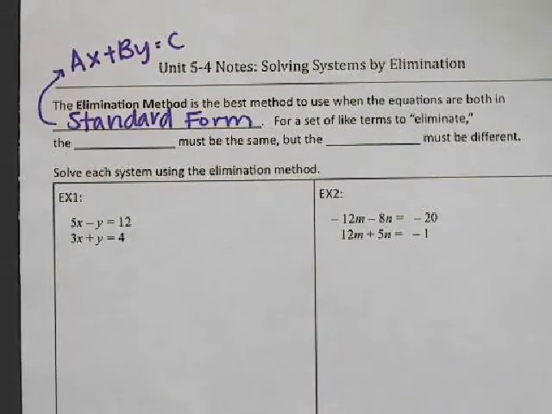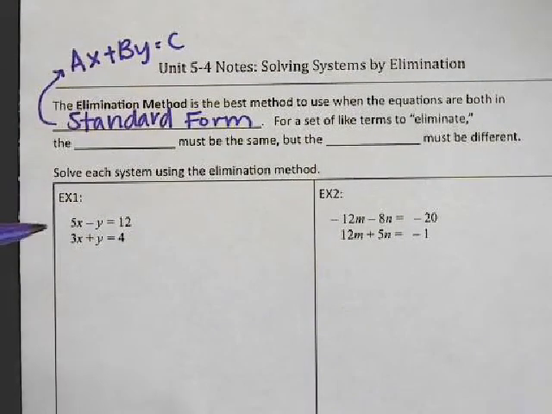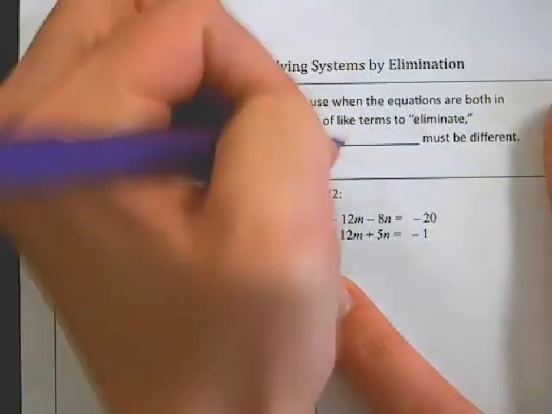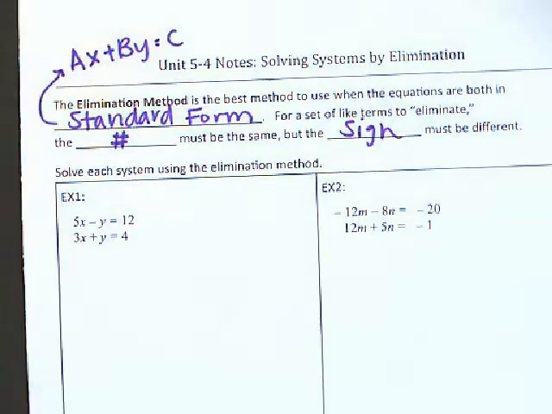Are equations always in standard form? No. You could have some in y equals mx plus b form. And when some are in y equals mx plus b form, we're going to solve it a different way. Okay, but when the equations are in standard form, we're going to solve using elimination. It says for a set of like terms to eliminate, the number must be the same, but the sign must be different. Okay, so let's talk about elimination.